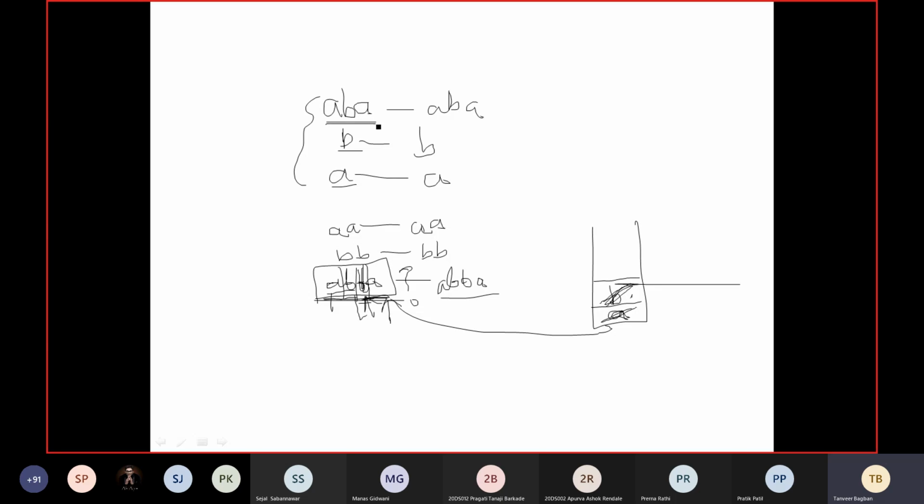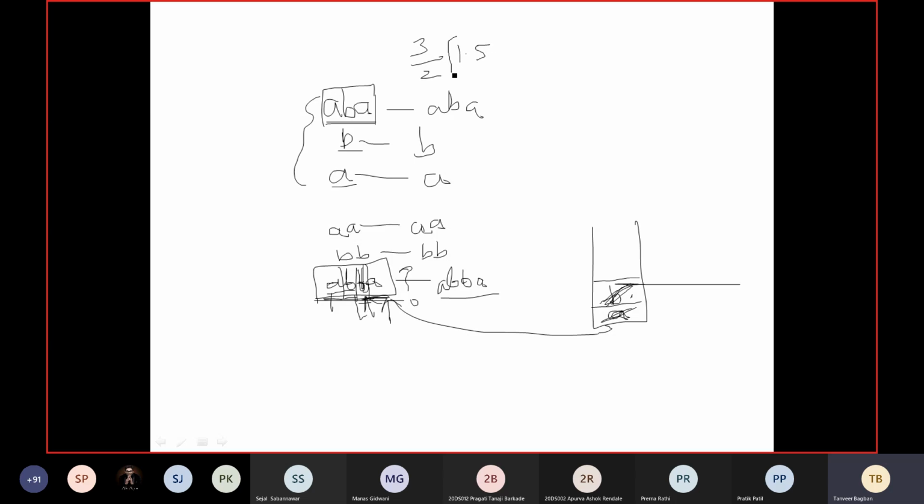But here it is an odd length string, ABA. If you want to check it using a stack, first find out the length. What is the length? The length is 3. So 3 divided by 2, we get 1.5.